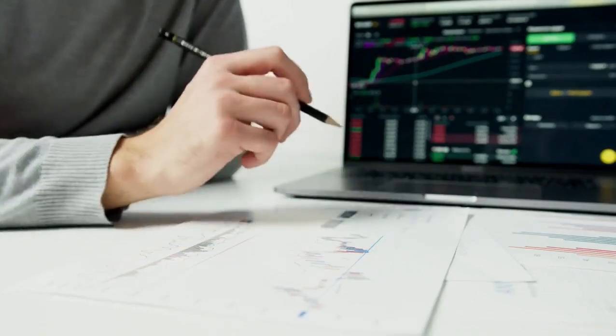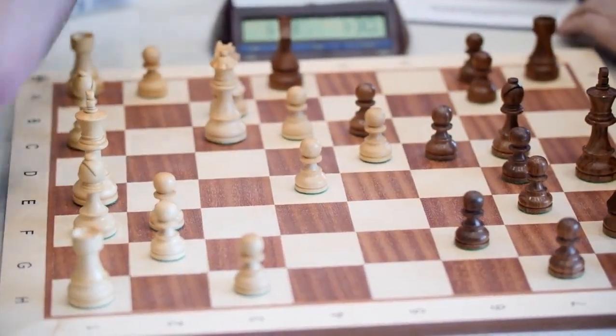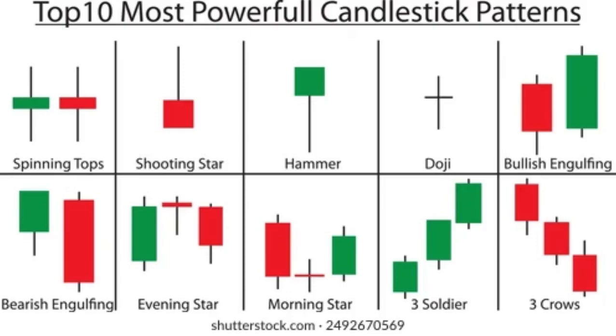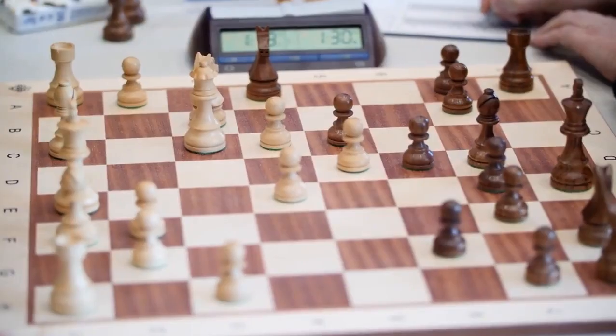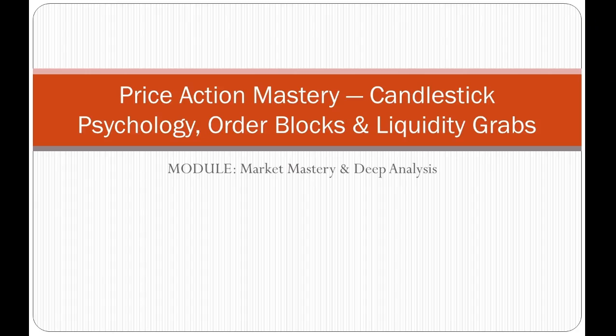If you want to become a profitable trader, then for a certainty, you need to master price action. This is compulsory. Now, there are three things that we are going to talk about that you need to understand. One is the psychology of a candlestick. You also need to understand order block and liquidity.